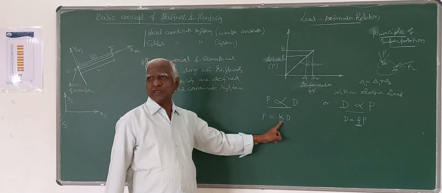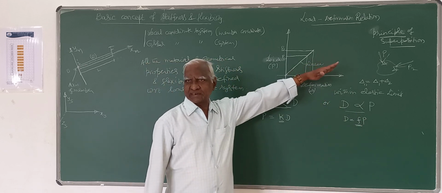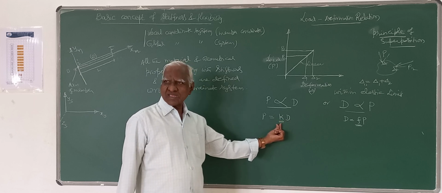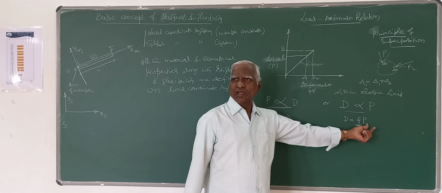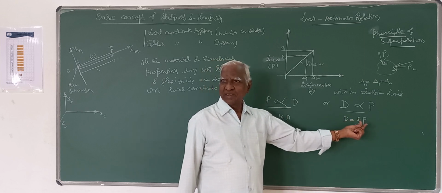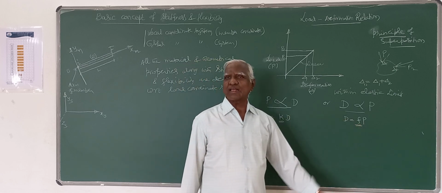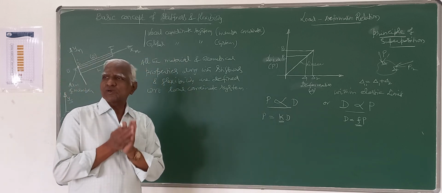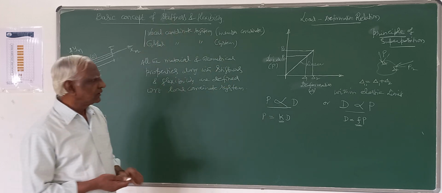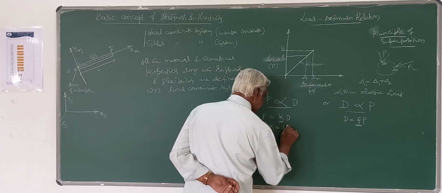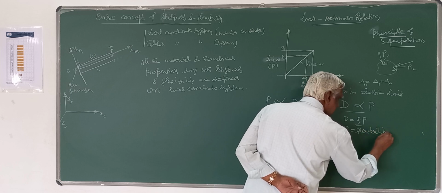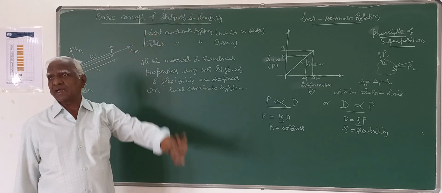Because it is a linear variation, it is of the form y equals mx. This also is of the form y equals mx. In a linear variation, naturally the relationship between load and deformation is through this constant. Here also the deformation and load relationship is through a constant quantity. So this constant is called stiffness and this is called flexibility. They are the basic properties associated with the material of the element or member of the structure. So we call this K stiffness and this F flexibility. There is nothing much here. This is the basic concept of stiffness and flexibility.